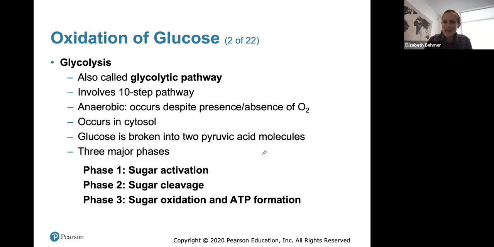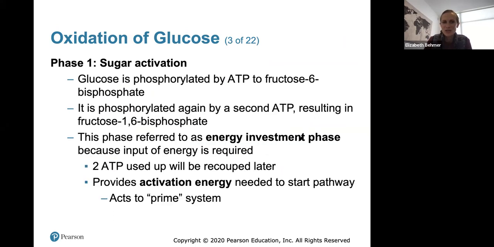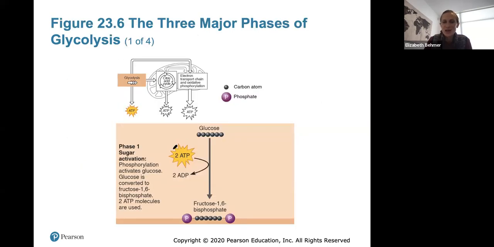So glycolysis is a 10-step pathway. It's the glycolytic pathway. It occurs in the cytosol. You don't need to know every step perfectly, but you should know that glucose is broken down into 2 pyruvic acid molecules. The 3 major phases of glycolysis are shown here. We activate the sugar. We need ATP to start this process. So we start the process of activating the sugar by adding in 2 ATP, because those 2 phosphate groups from those 2 ATP will activate glucose and be added on either side of the glucose molecule itself.